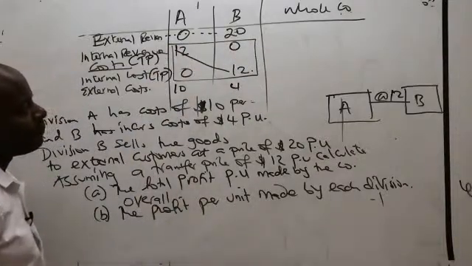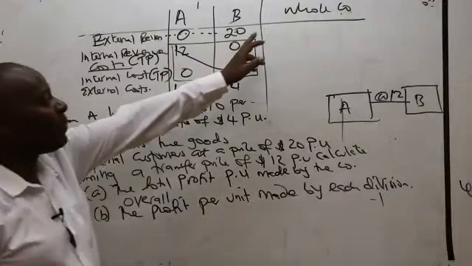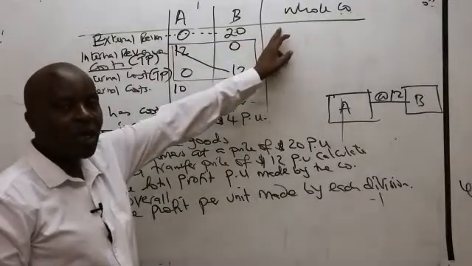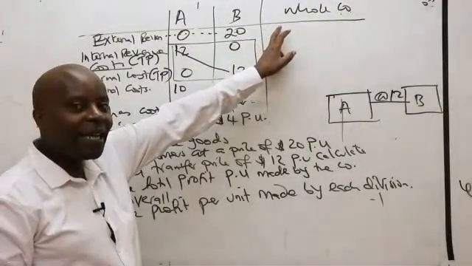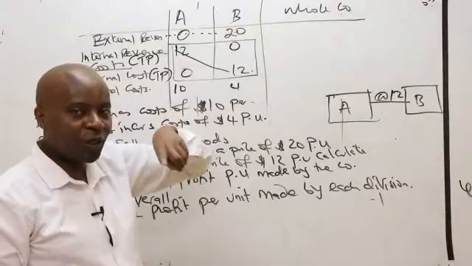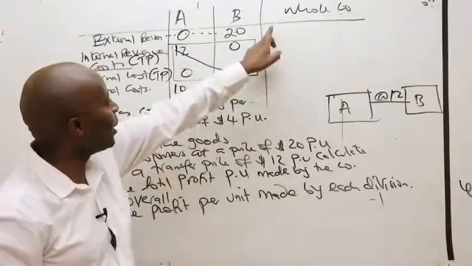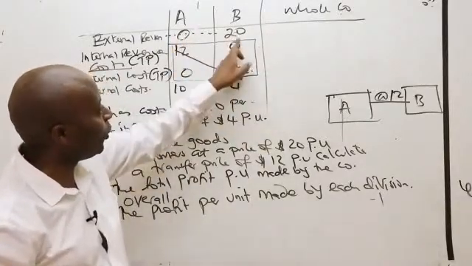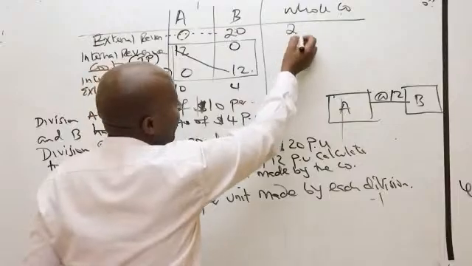Now come here to the whole company's perspective. So from the whole company's perspective, anything external makes sense. So for external, come and add 0 plus 20. From the perspective of the whole company, that gives me 20.